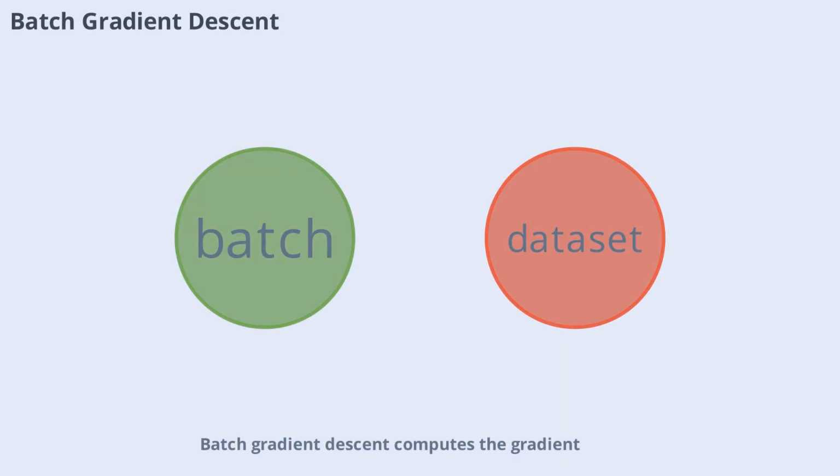Batch gradient descent computes the gradient using the entire dataset for each update. This approach is stable and produces accurate results, but it can be slow and memory-intensive for large datasets. It's best suited for smaller datasets where computational resources are not a major concern.